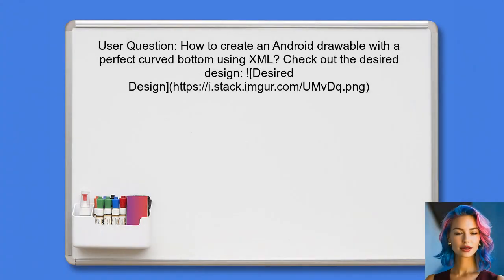Let's look at the specific question at hand. One user asked how to create an Android drawable with a perfect curved bottom using XML. They even shared an image of what they were aiming for. Sound familiar? If you're facing a similar challenge, stick around as we explore the solution.